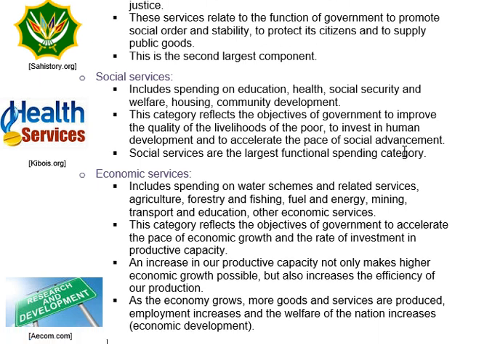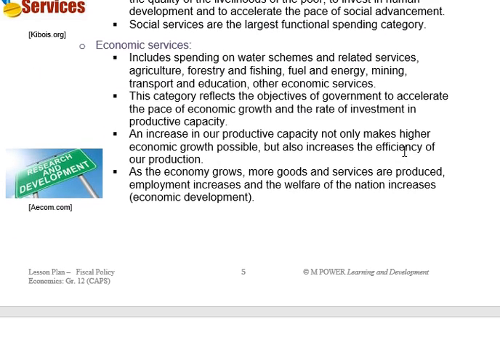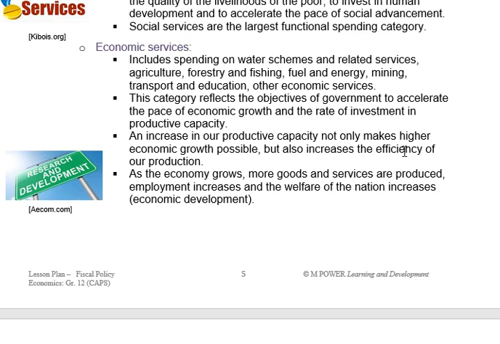Okay, the last spending category is your economic services. This includes, for example, spending on water schemes and related services, agriculture, forestry, fishing, mining, any economic services where the government is physically involved in the economy as an entrepreneur. For example, every time they bail out Eskom or SAA, the money that they allocate for those things falls under economic services. The parastatals are actively participating in the economy. This is where the government physically produces goods and services.